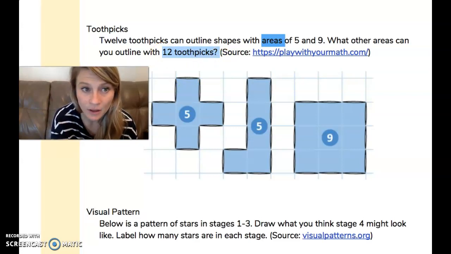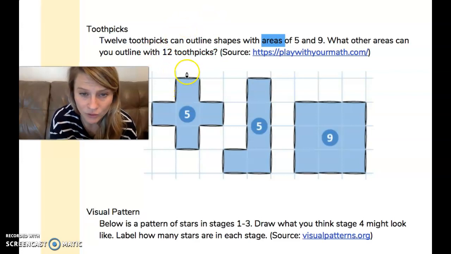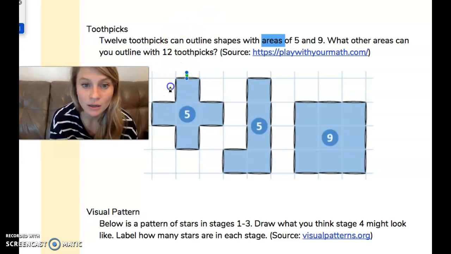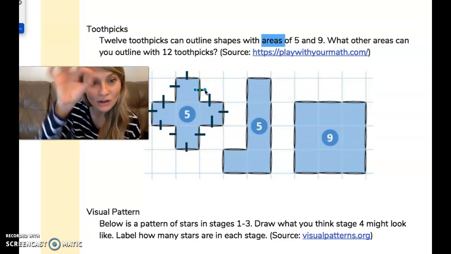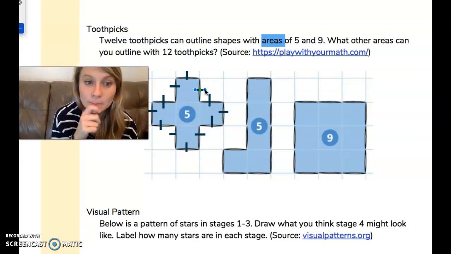I'm going to start here. I'll get my little marker so I don't miscount. 1, 2, 3, 4, 5, 6, 7, 8, 9, 10, 11. They use 12 little toothpicks to make a different shape.